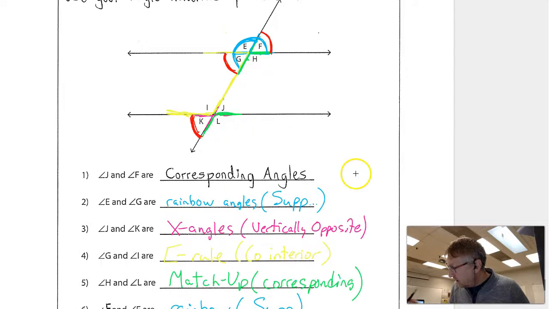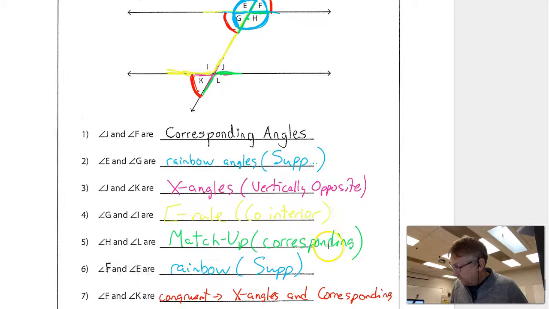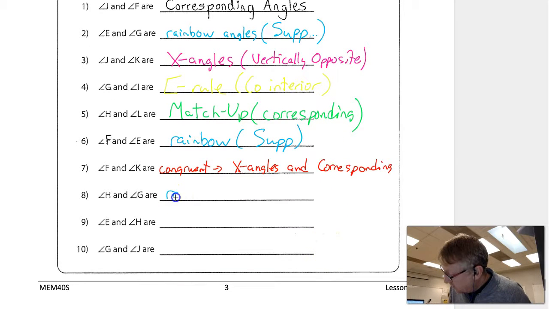H with G. I'm going to go blue again because angle H is here. Angle G is here. Can you see that with the straight line there they absolutely have to make a rainbow? H and G are rainbow, or otherwise known as corresponding.